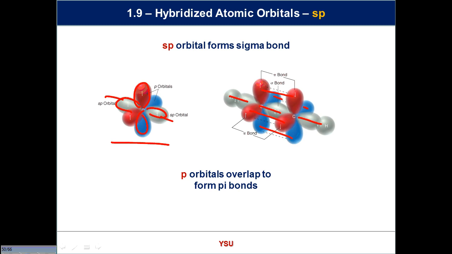So the shape is different. The hybrid pattern is different. It's not sp3, because I don't just have single bonds. It's not sp2, because I have more than one pi bond. It's sp, and that's it. You've got all three patterns now. You've got all three shapes. What shape is sp3? Tetrahedral. sp2? Trigonal planar. sp? Linear. That's it. That's what you need to know today.